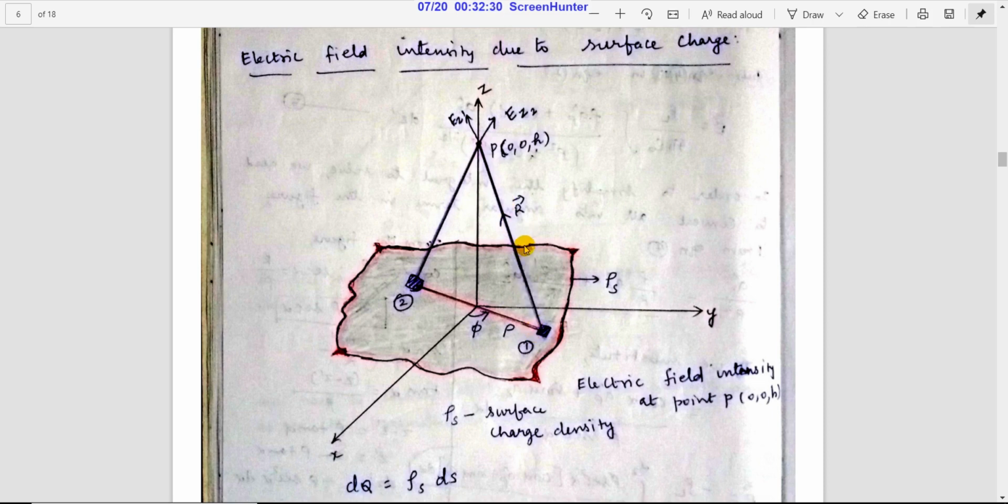minus a rho only. Why? Because it is traveling in the opposite direction of the rho vector. The rho vector comes from the center point to the periphery of the cylinder, and that is what is called the rho vector. But this particular r vector travels in the opposite direction of the rho vector.